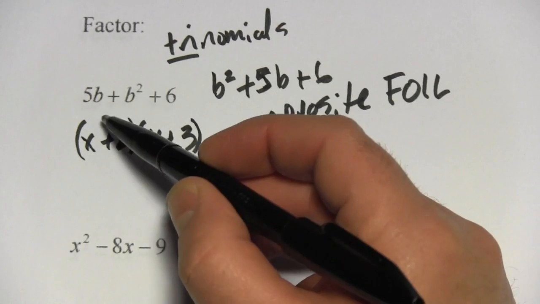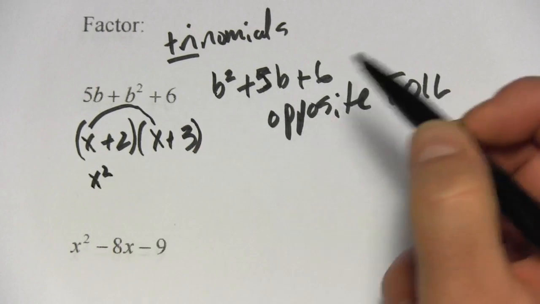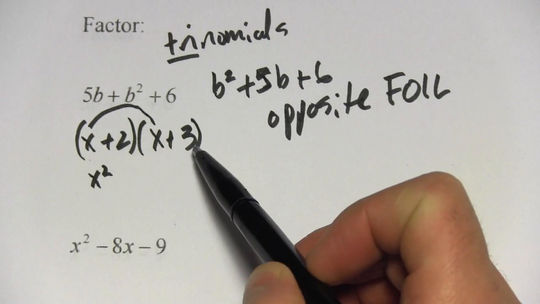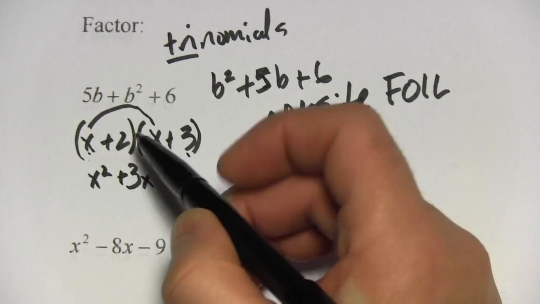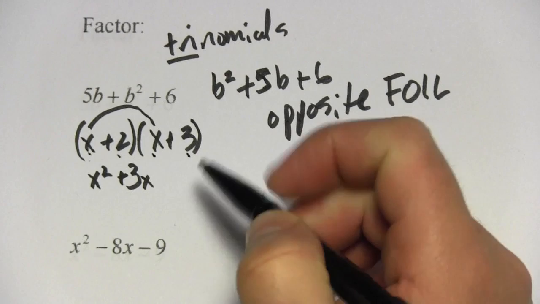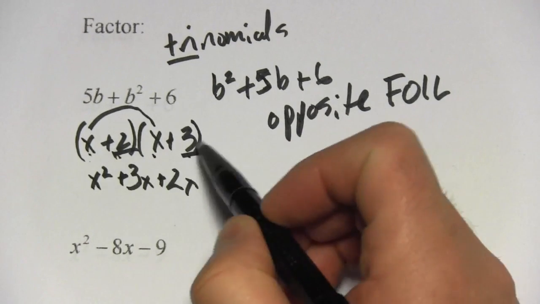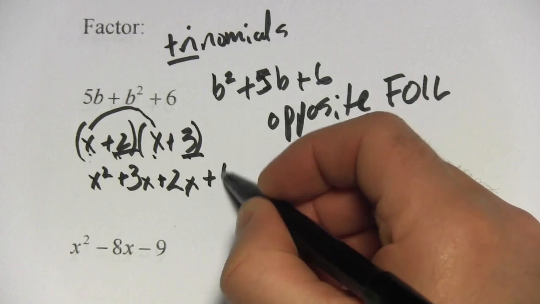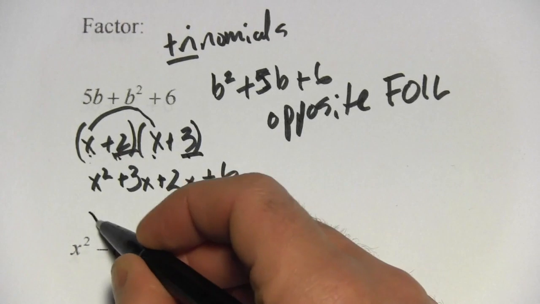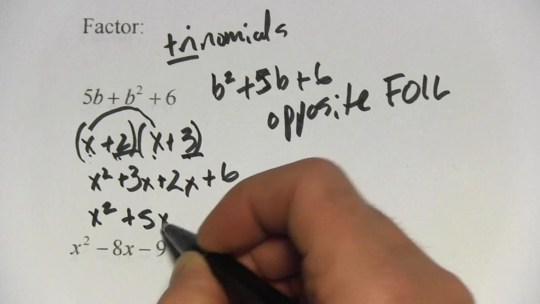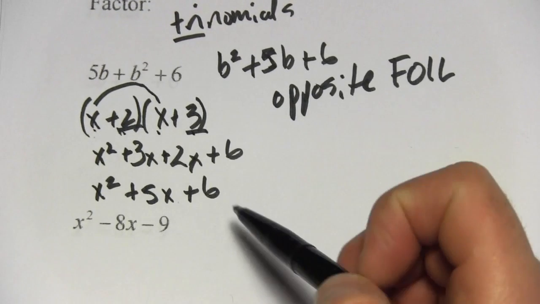So just as a review, the first would be the x times the x. That would give us x squared. The outside would be the x times the 3. So that would give us plus 3x. The inside terms would be the 2 and the x, so that's plus 2x. And the last terms are the 2 and the 3. Those multiplied together make 6. Then we just add the like terms, the 3x and the 2x, and we get x squared plus 5x plus 6. So that is FOILing.